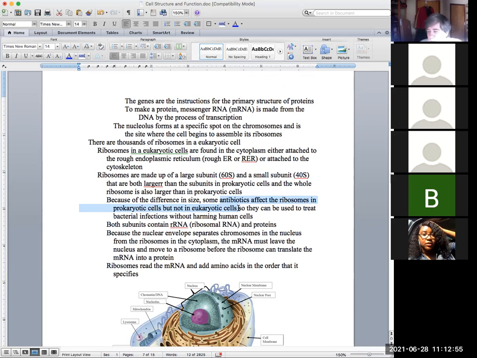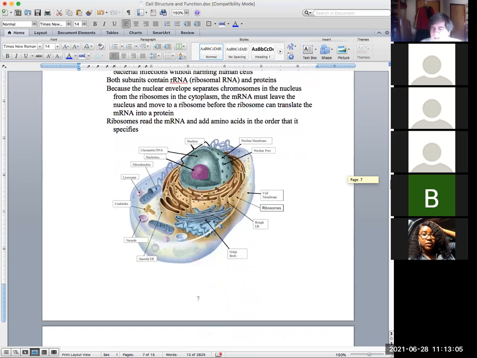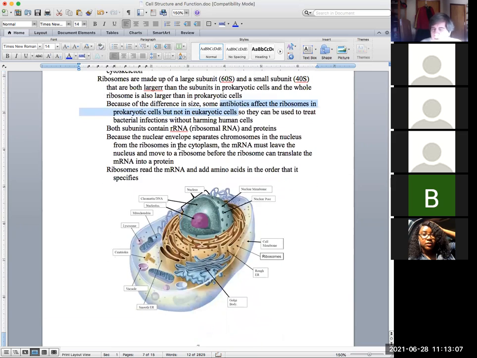Now, there are some people who are sensitive to tetracycline, but they're not sensitive to it because it interferes with their ribosomes. They're sensitive to it because it can interfere with a different molecule. So both of these subunits have the rRNA. That's the RNA part of the ribosome, and they both have protein.